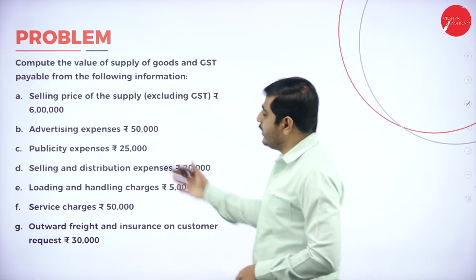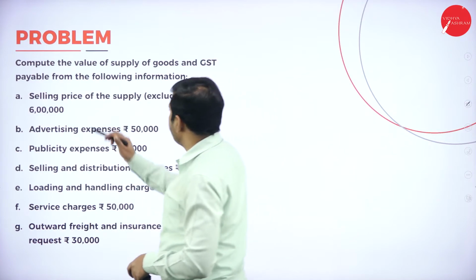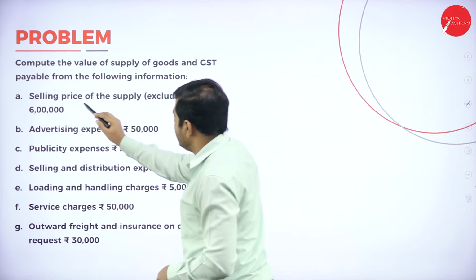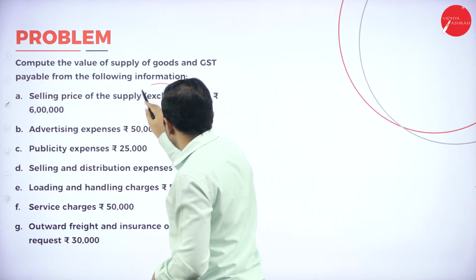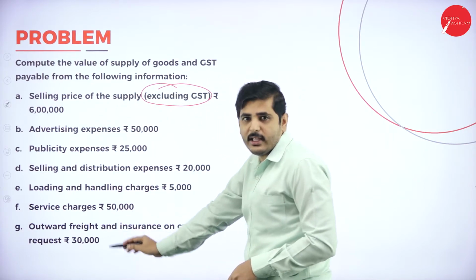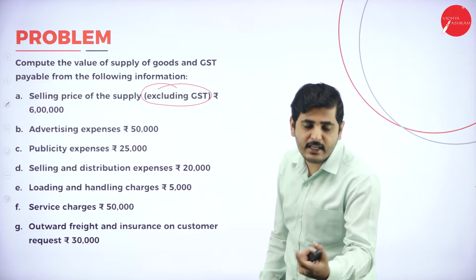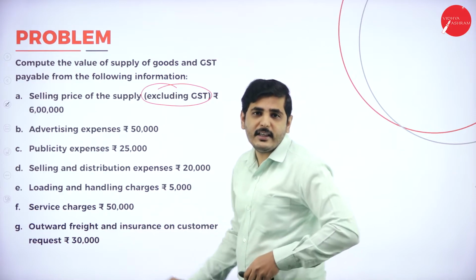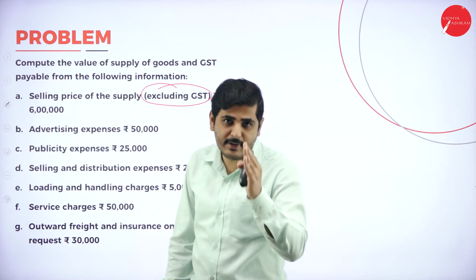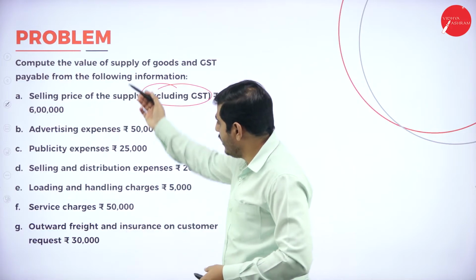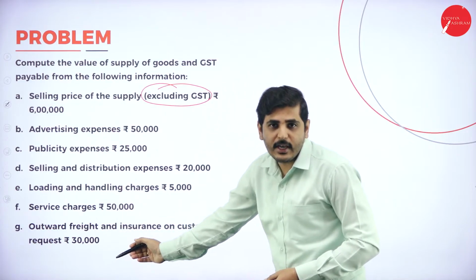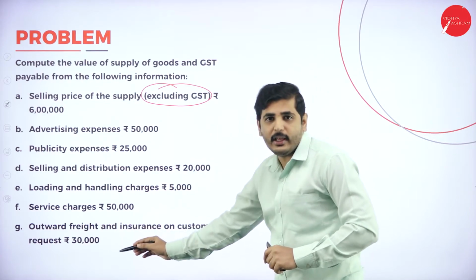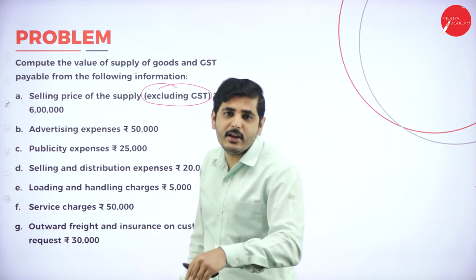Now let's do one more problem. Compute the value of supply of goods and GST payable from the following information. First one, selling price of the supply excluding GST. When they give excluding GST, we should take all the items. If they give including GST or including the following items, we should not consider the following other expenses, incidental expenses. Keep this in mind. If it is excluding GST, add all the items given here. If it is inclusive of GST, don't take the following items because they are already included in the value of supply.